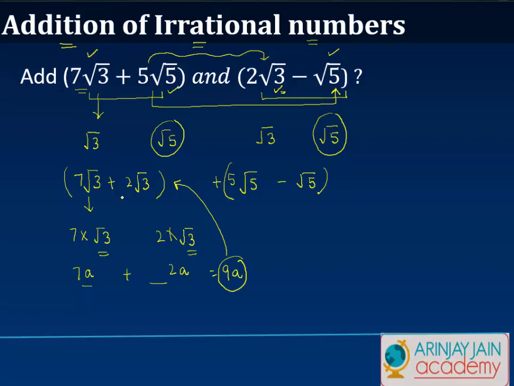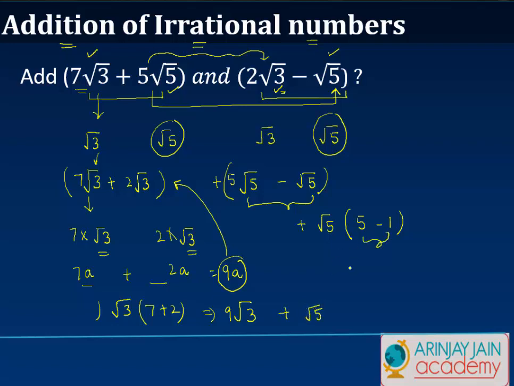In these two cases, we just take root 3 as common, right? And then we have 7 plus 2, right? Or in other words, this is 9 root 3. Similarly, for the second part, I just take root 5 as common, and what I get is 5 minus 1, right? And this becomes root 5 times 4. And this becomes our answer.